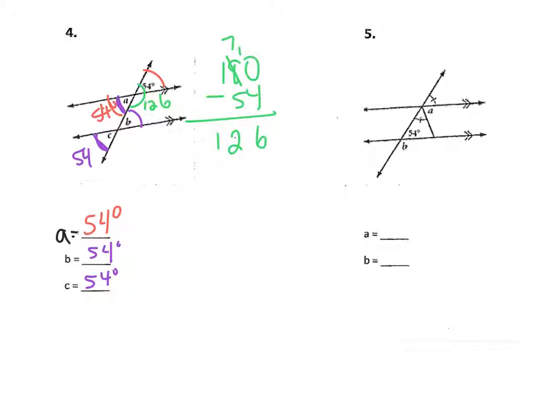Okay, and then the last one we're going to look at here on this page is number 5. To figure out number 5, first of all, I noticed this is a straight line. So together, this 54 degree angle and angle B make 180 degrees. So if we do 180 minus 54, that will tell us how many degrees are left over for angle B. So angle B is 126 degrees.